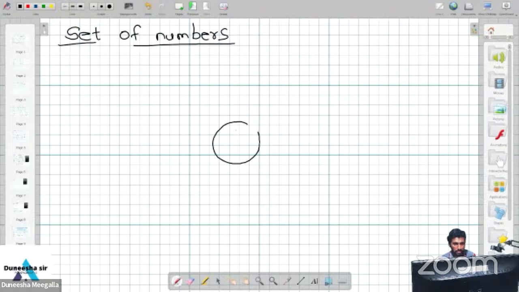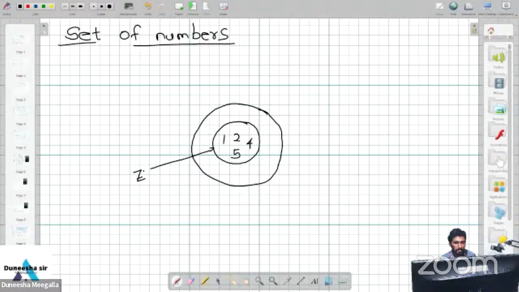In the first set are the positive integers. Okay, 1, 2, 3, 4, likewise. Then the next circle is Z plus. Next one, 0, minus 1, minus 2, minus 3, likewise. This is Z.